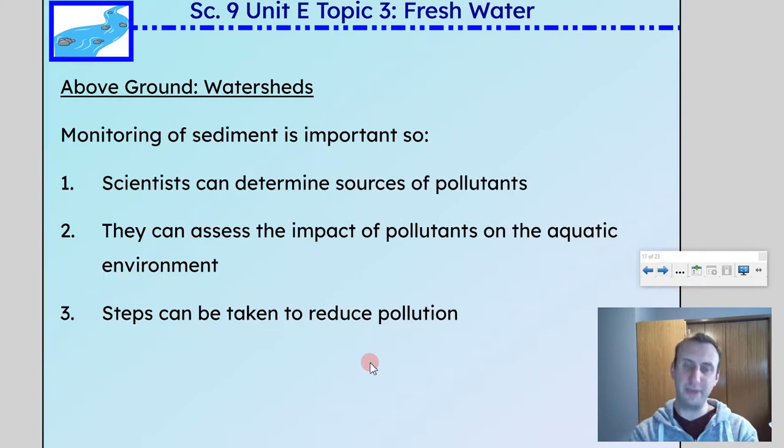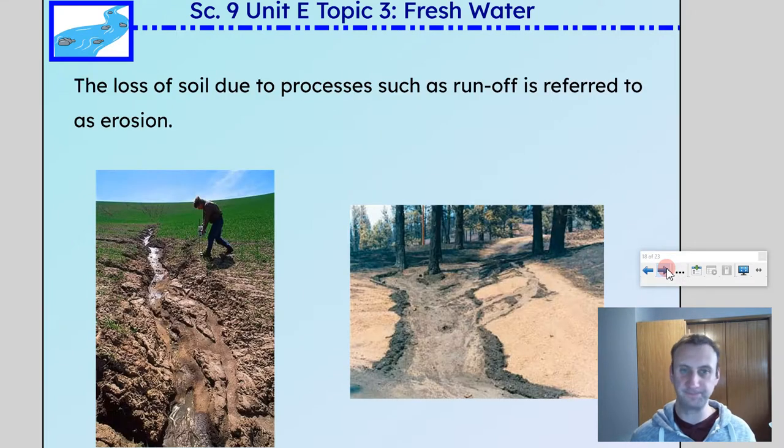Monitoring of sediment that's left behind in a watershed is important so scientists can take a look and determine what type of pollution we have. They can assess the impact of pollutants on the aquatic environment, and then steps can be taken to reduce that pollution. So it's important to monitor the sediment that is in watersheds and to make sure that things are staying healthy for aquatic ecosystems that rely on that water.